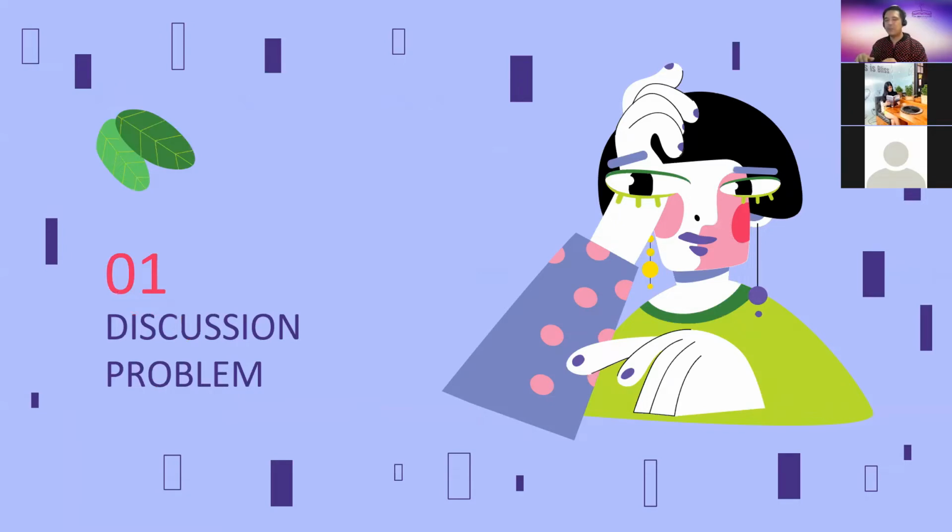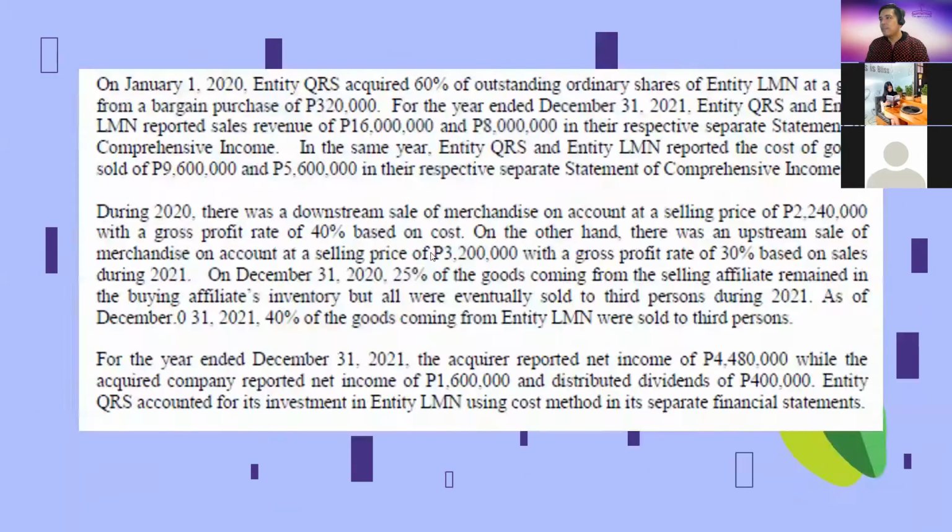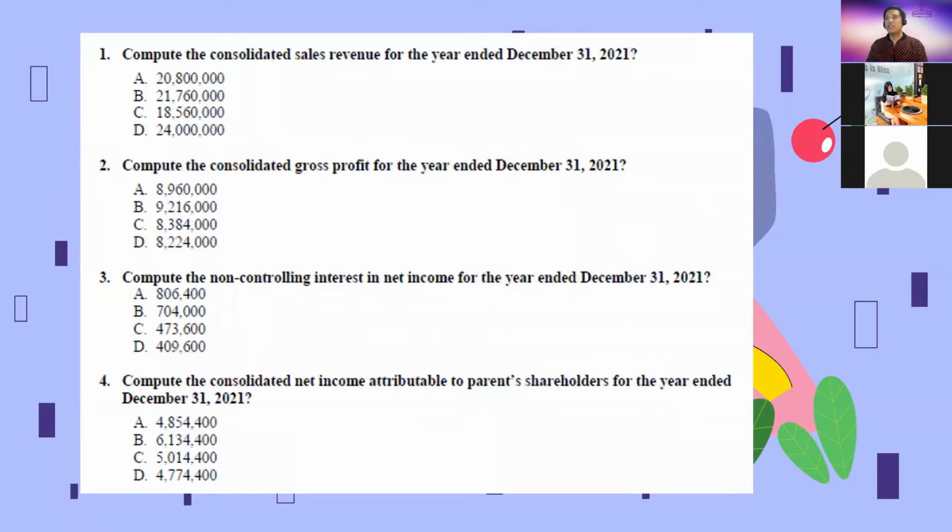Ito nga lang, medyo mahaba talaga yung problems on business combination. So we have to really focus. Okay, so let me read the requirements first. So discussion problem number one. Requirements are, we have four requirements. Number one, compute for the consolidated sales revenue for the year ended December 31, 2021. Number two, compute for the consolidated gross profit for the year ended December 2021. Number three, compute the non-controlling interest in net income. So take note, non-controlling interest for the year ended December 31, 2021, and the consolidated net income attributable to the parent's shareholder for the year ended December 31, 2021.